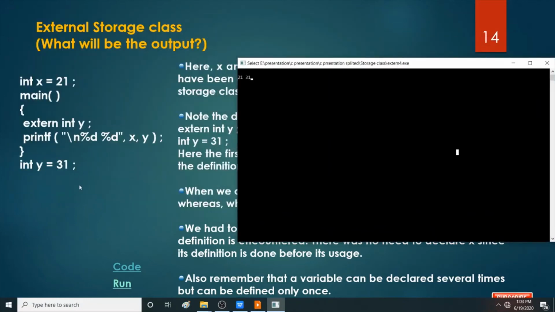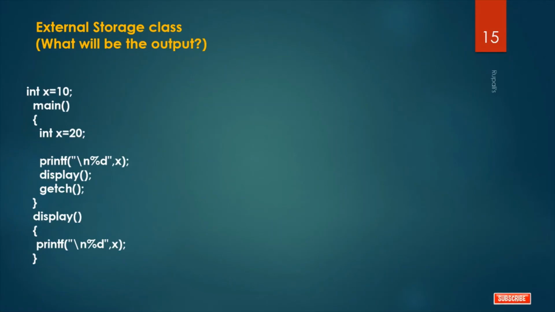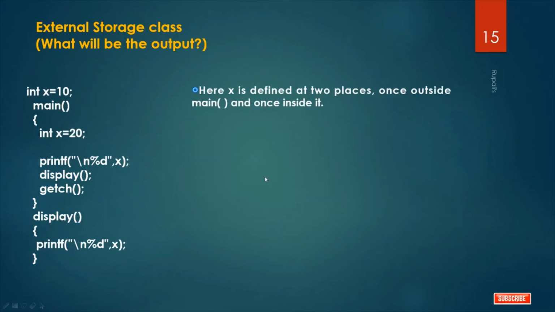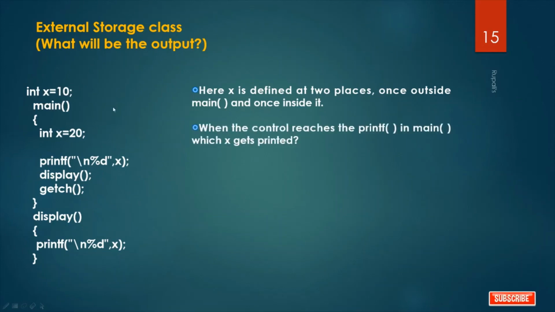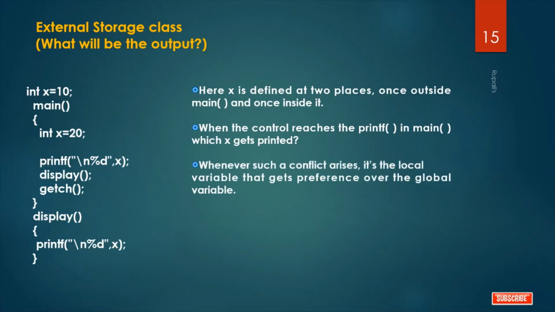So it is 21 and 31. Now tell me, what is the output of this program? See here, x is defined at two places, once inside the main and once outside the main. When the control reaches this printf within main, which x gets printed? Whenever such a conflict arises, always remember that the local variable gets preference over the global variable. Which one is the local? This x equals 20.